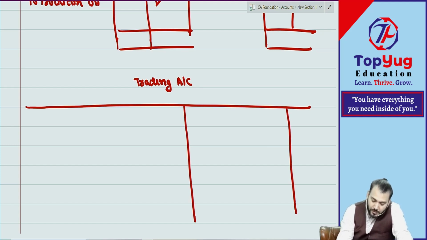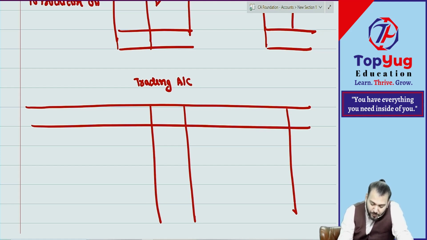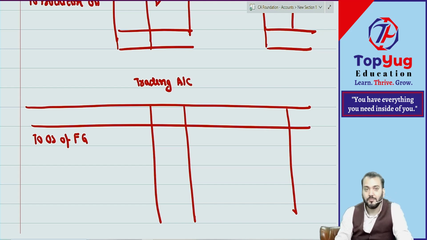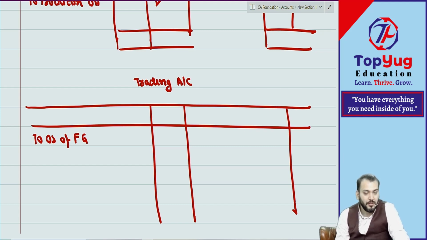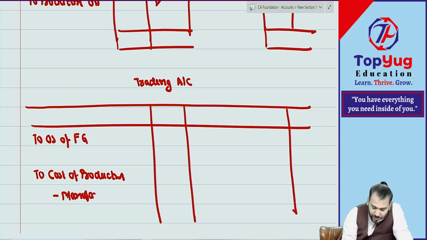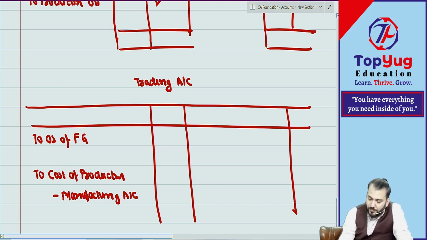Are you able to understand? Sale. So in this what do you write down? First write down: to opening stock of what? To opening stock of finished goods. Yes or no? And then we write down: to what? To cost of production. Cost of production transferred from which account? Manufacturing account. Yes or no?